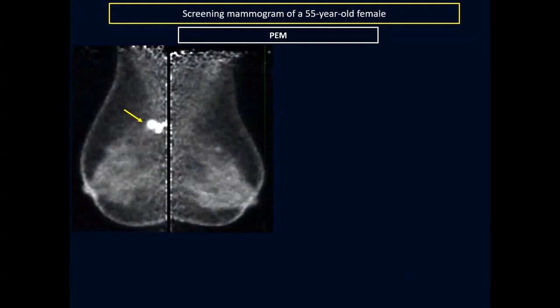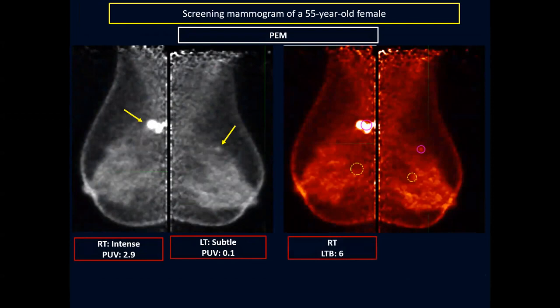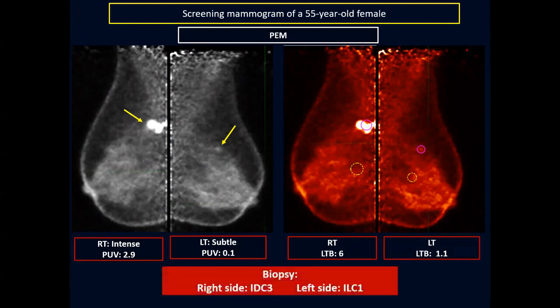PEM was requested, and on the right side, she had an intense radiotracer uptake with a PUV value of 2.9, while on the left side, there was a faintly enhancing nodule with a PUV value of 0.1. When measuring the lesion to background activity, it was 6 on the right side and 1.1 on the left side. Biopsy from both sides was performed, and the right-sided lesion was an invasive duct carcinoma grade 3, while the left-sided lesion was an invasive lobular carcinoma, and that's why we find a great difference in the contrast uptake between both lesions.